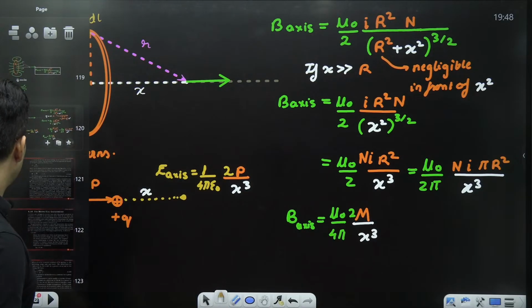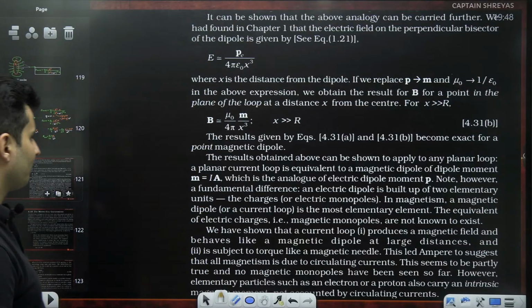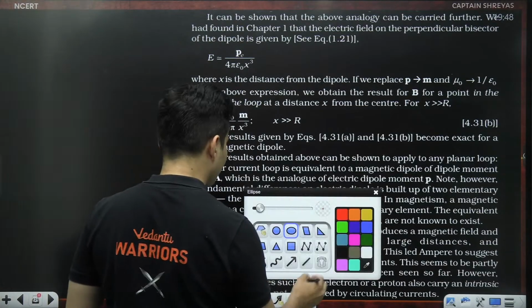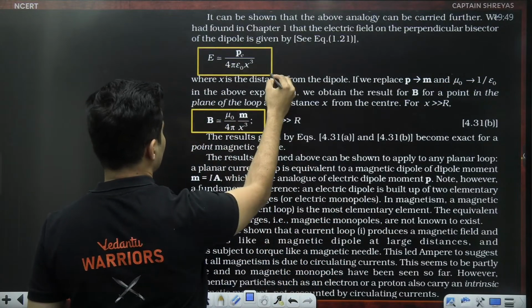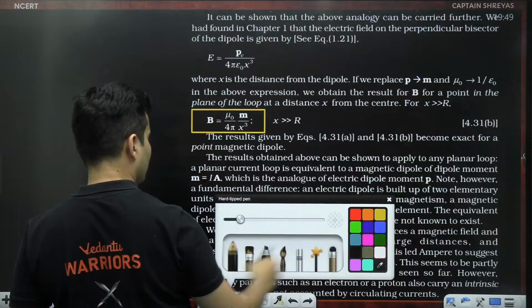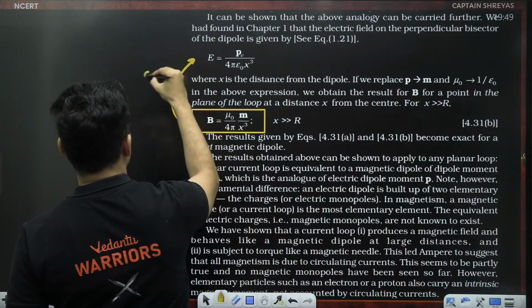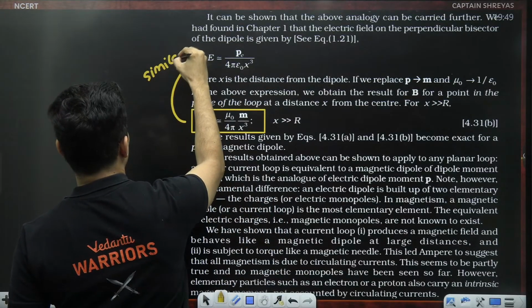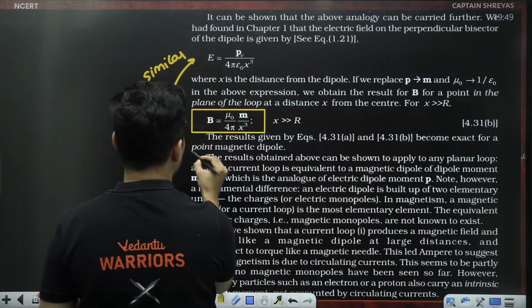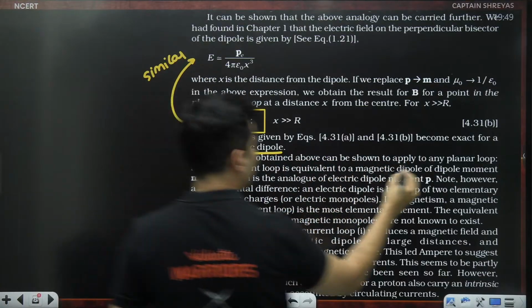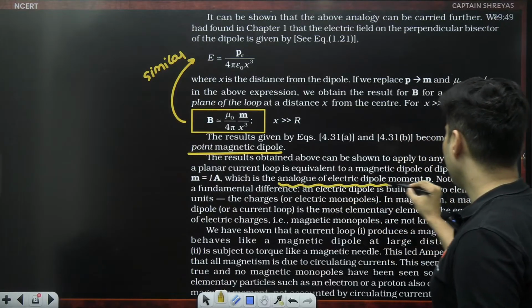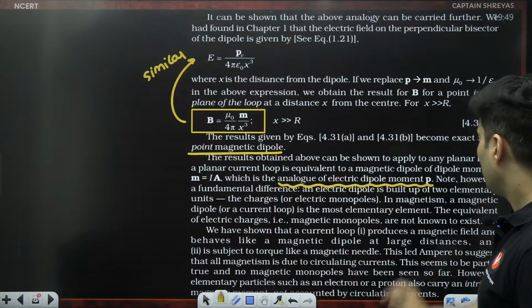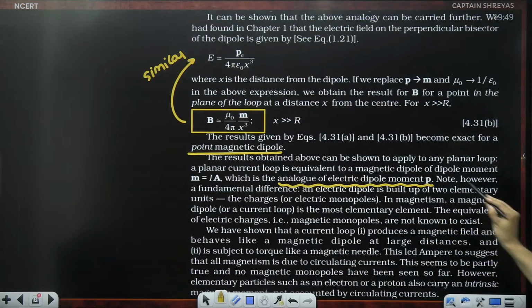So that is what they have mentioned over here. So this is similar to this. This is basically similar to this. This result becomes the exact point magnetic dipole. Shown that any loop, yep, this is the analog of the electric dipole moment. Electric dipole moment is made up of two charges.